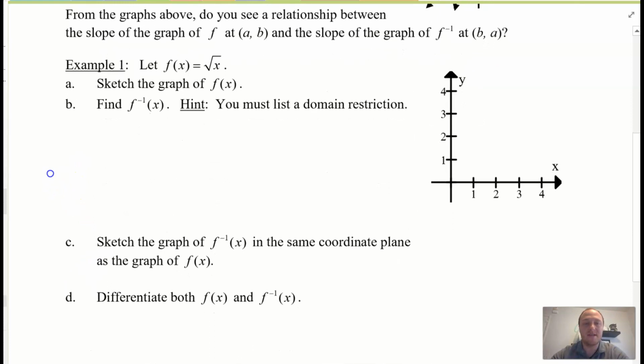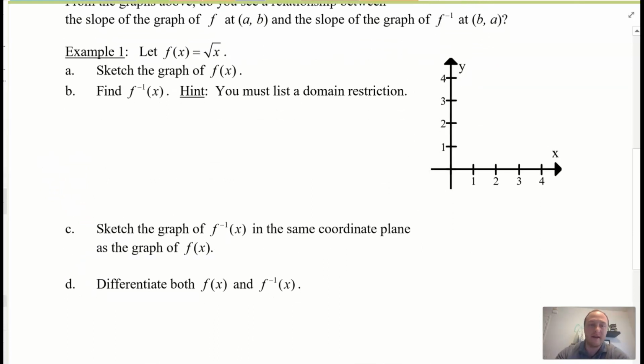So example 1, it says let f of x equal the square root of x, and they want us to sketch a graph of f of x. Okay, so 0, 0, 1, 1, 4, 2. There is y, or f of x here, right? f of x is the square root of x. And then it says find f inverse of x.